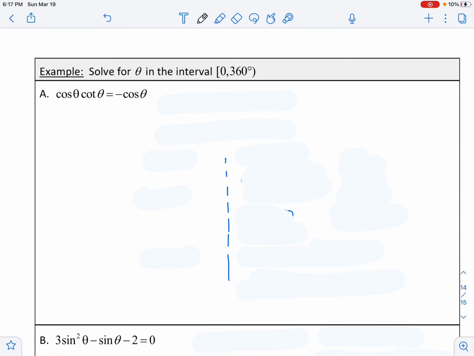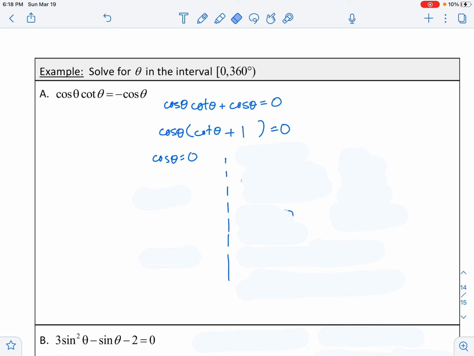So in these two problems, we have a similar idea. We want to take out a GCF, but first I need to add cosine to the other side, so my equation is set equal to 0. And then I'll take out my GCF of cosine of theta. So I'm working with cosine theta, parentheses cotangent theta plus 1 equals 0. And I have two factors I'm going to set equal to 0.